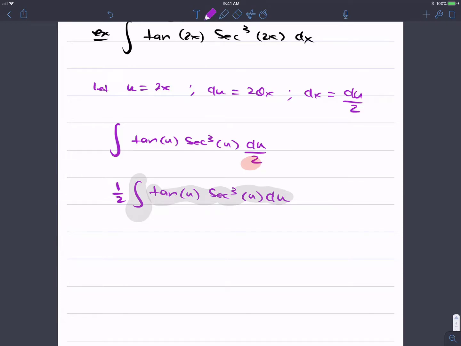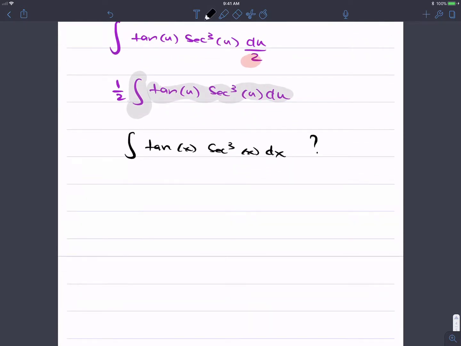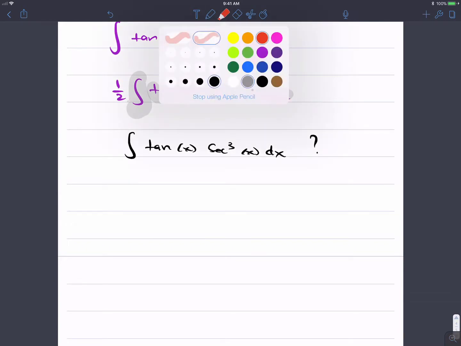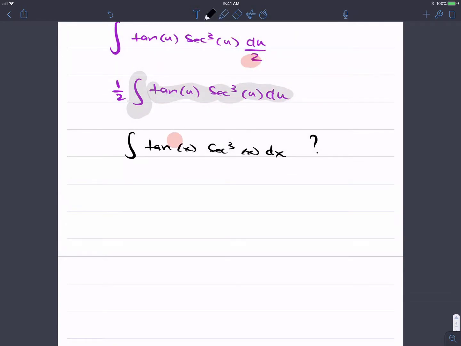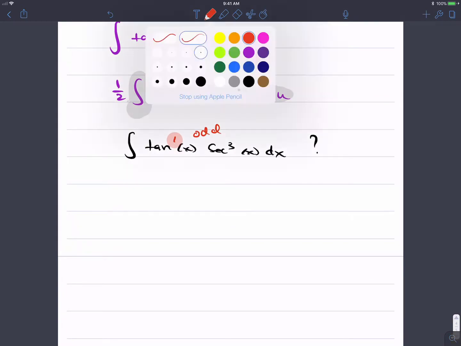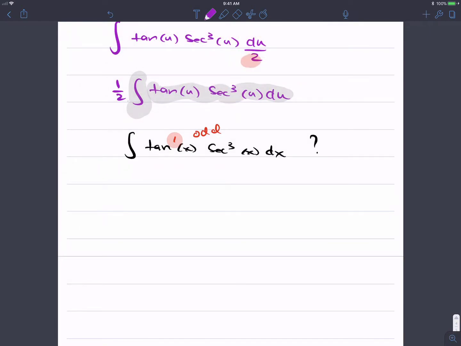So let's go back, and here's a big note, or here's the question: what is the integral of tangent x secant cubed x dx? Again, we have a power of 1, which means this is an odd power of tangent. So if we follow our procedure and factor out a secant tangent, we're left simply with secant squared.